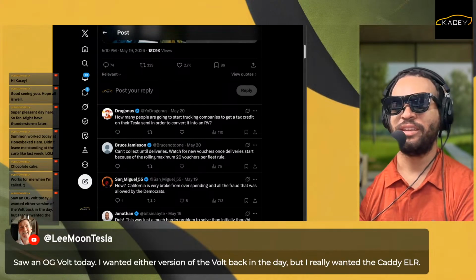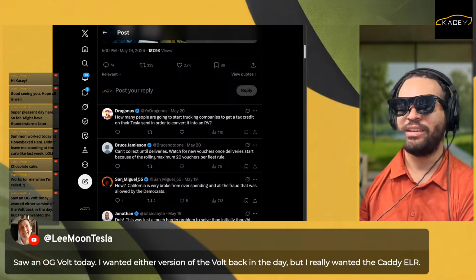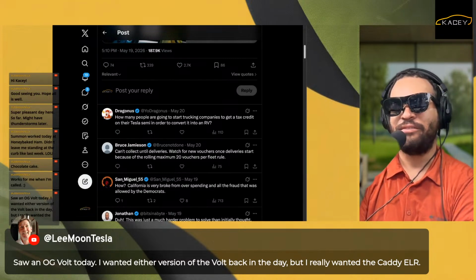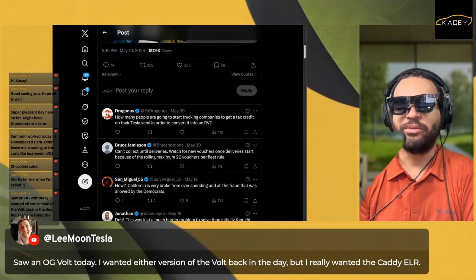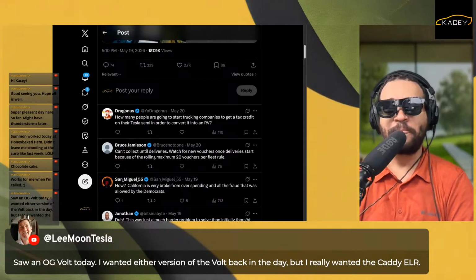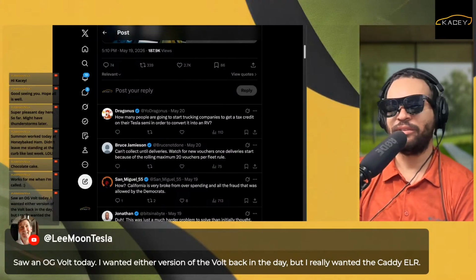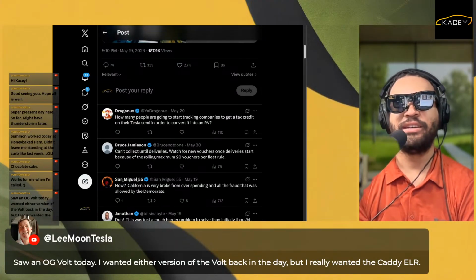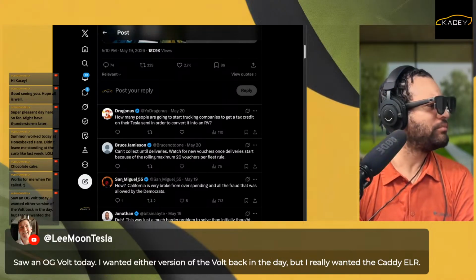So an old G Volt today. I wanted either version of the Volt back in the day, but I really wanted the Caddy ELR. I really like the Cadillac ELR, but they wanted way too much money for it. And even though it looked good, it was less functional than the Volt. Wow.